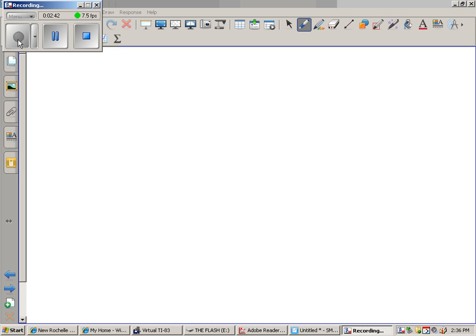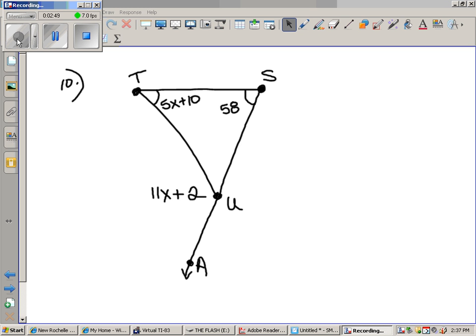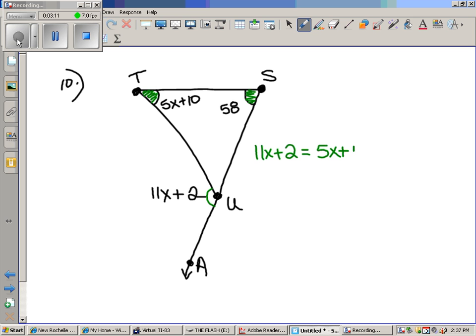Let's try number 10 on your homework sheet. Let me just draw a picture of it. Yes, this is a way more complicated example than the ones I just gave you in your notes, but the ideas hold. This outside angle right here must be equal to this angle plus this angle, right? So 11x plus 2 has to equal 5x plus 10 plus 58.